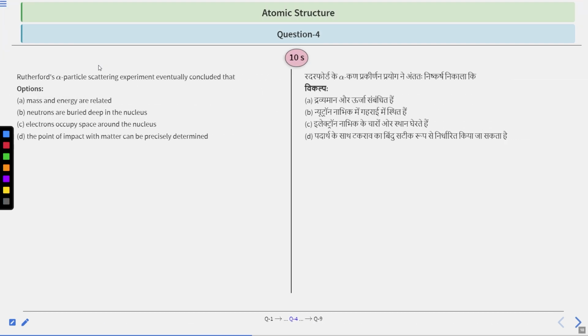Moving to question number 4. Rutherford's alpha particle scattering experiment eventually concluded that... So, what is the conclusion of Rutherford's alpha particle scattering experiment? We have to select from the options. Options are: mass and energy are related, neutrons are buried deep in the nucleus, electrons occupy space around the nucleus, the point of impact with matter can be precisely determined. So you have 10 seconds to solve this question. After that, we will see the answer.